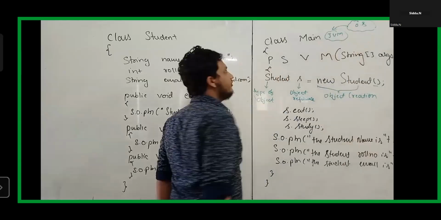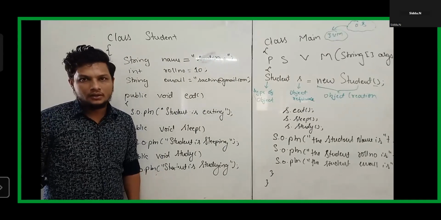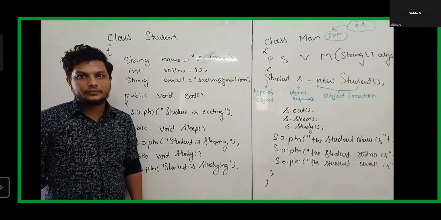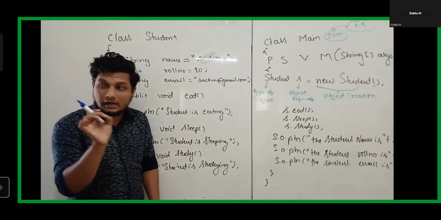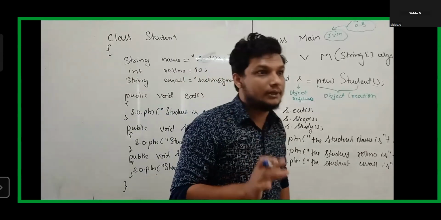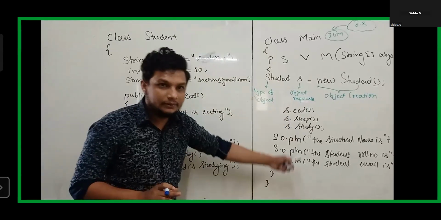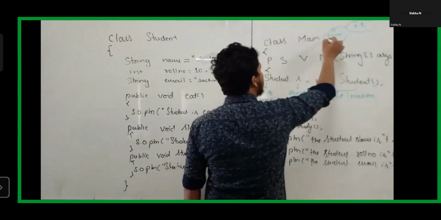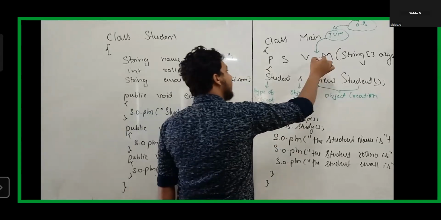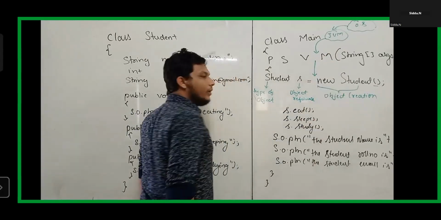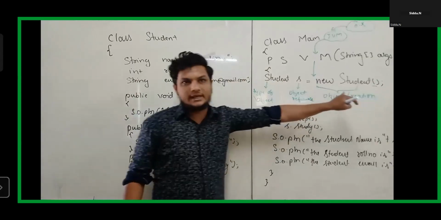Now what will the JVM do first? It will search for a class that contains a main method. Does this have a main method? No, ignore it. Does this have a main method? Yes. Immediately control will come to the main method. After that it will enter inside the main method, and an object is getting created.